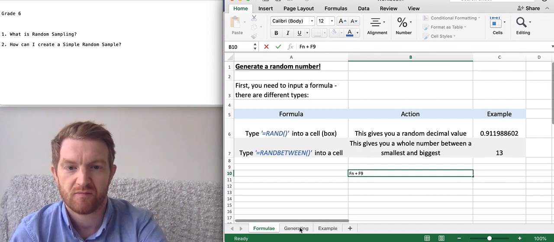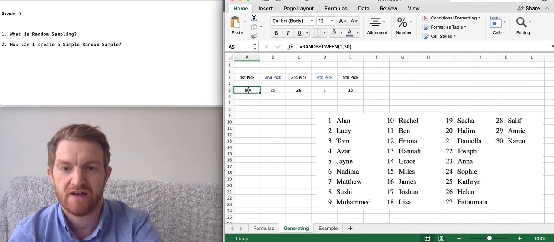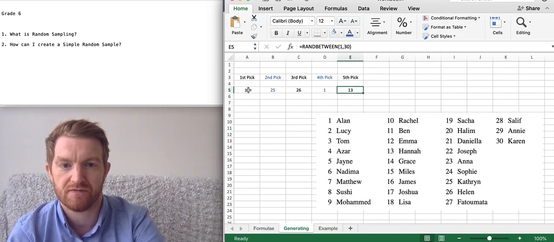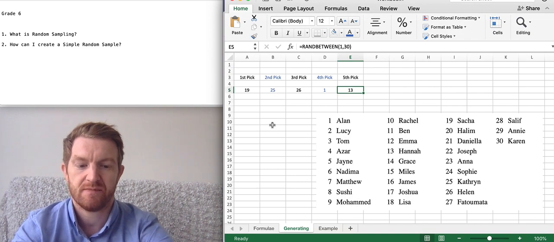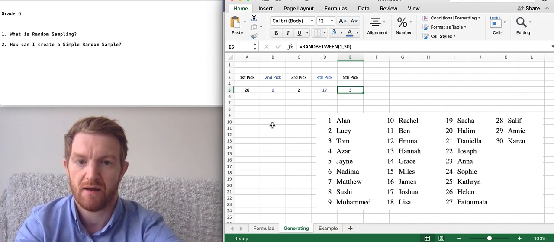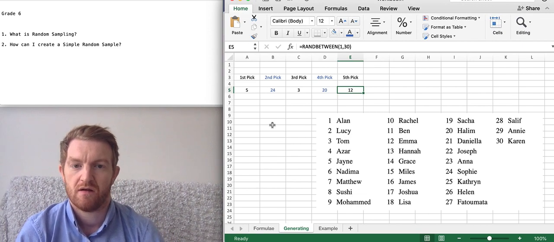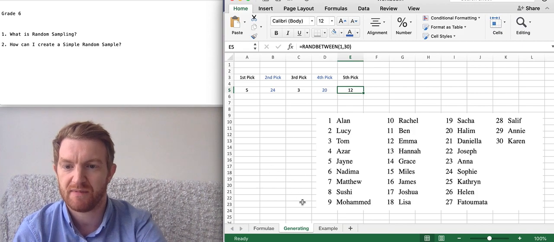Now how does that work in practice? Well, let's say I have our numbers again, and in five boxes, first, second, third, fourth, and fifth, I put that formula. Give me random numbers between 1 and 30. And as you can see, pressing function F9 again, I can just keep generating random numbers. And by generating that, it picks five people at random, like a lottery.